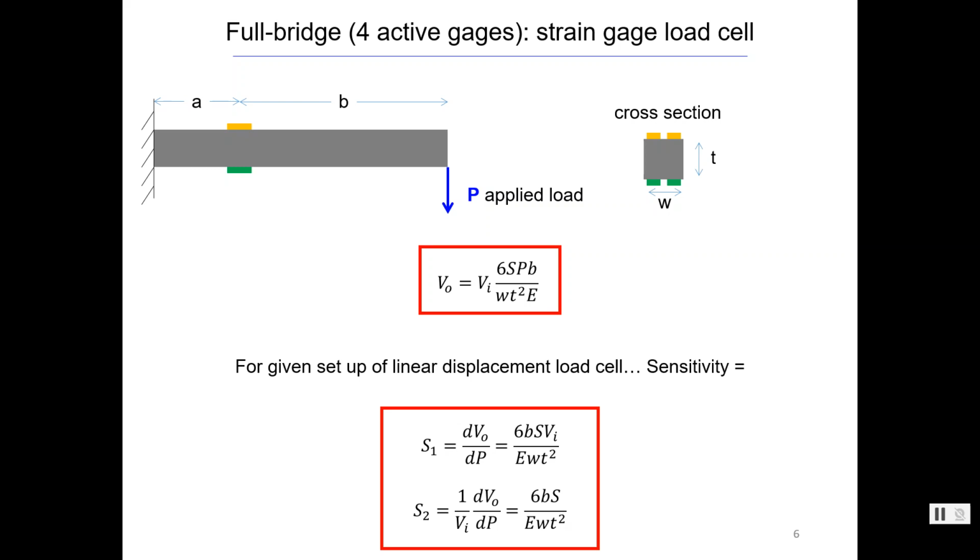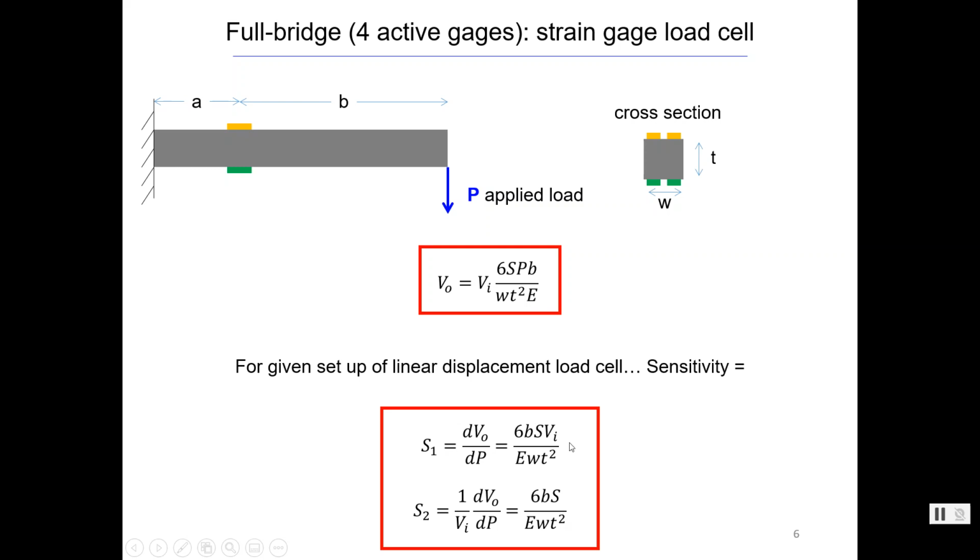Part of what we would do in that lab is we would measure the sensitivity experimentally, like we just described, but we would also want to determine it theoretically. So you would be measuring the width and the thickness of the cross-section of that beam. You'd be measuring the distance from the base to the strain gauges, and then from the strain gauges out to the load. And you'd be told the material. You'd be told the strain gauge factor.